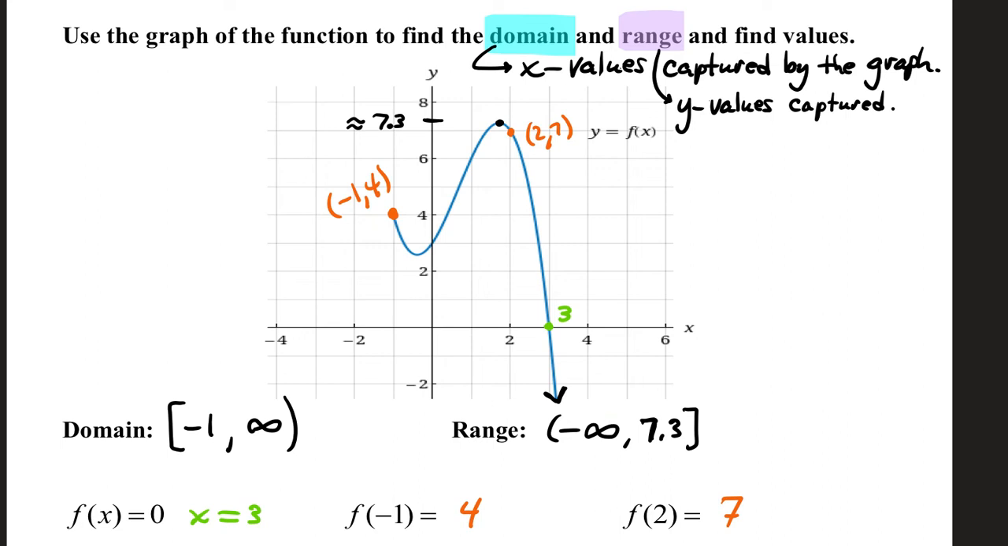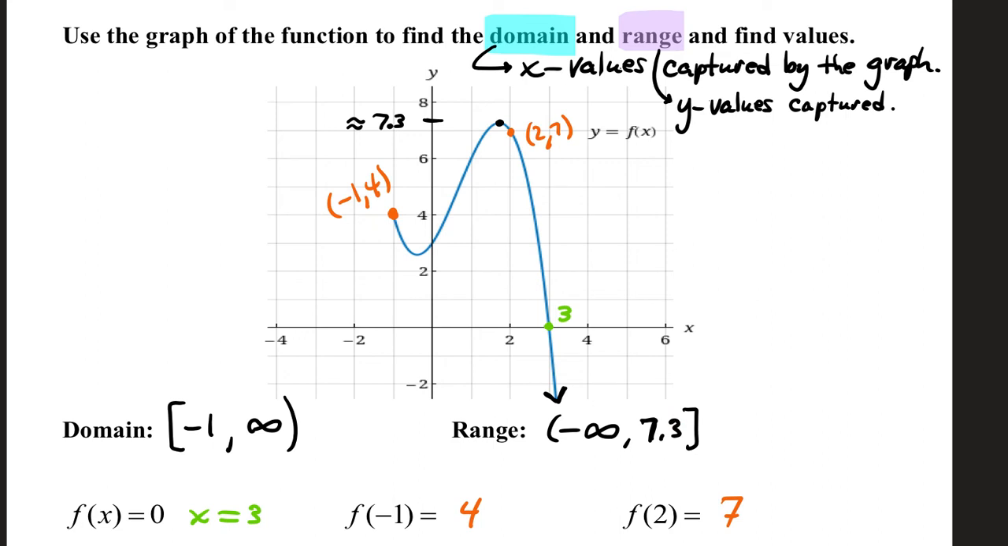The range is the set of all y values captured by your graph. Well, since it heads down forever, there is no lower limit on your y values, but as you work your way up, we approximated this in class to be about 7.3. Anything more than 7 and around 7.5 is okay. If you have to eyeball it, just make sure it's a pretty good attempt at eyeballing it. The y values captured by this graph are negative infinity to that peak at 7.3 approximately.